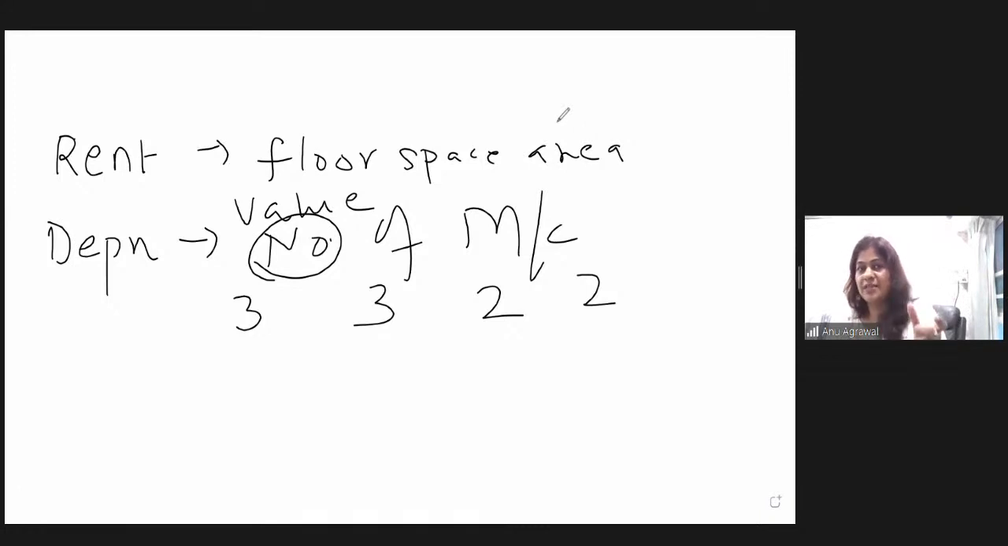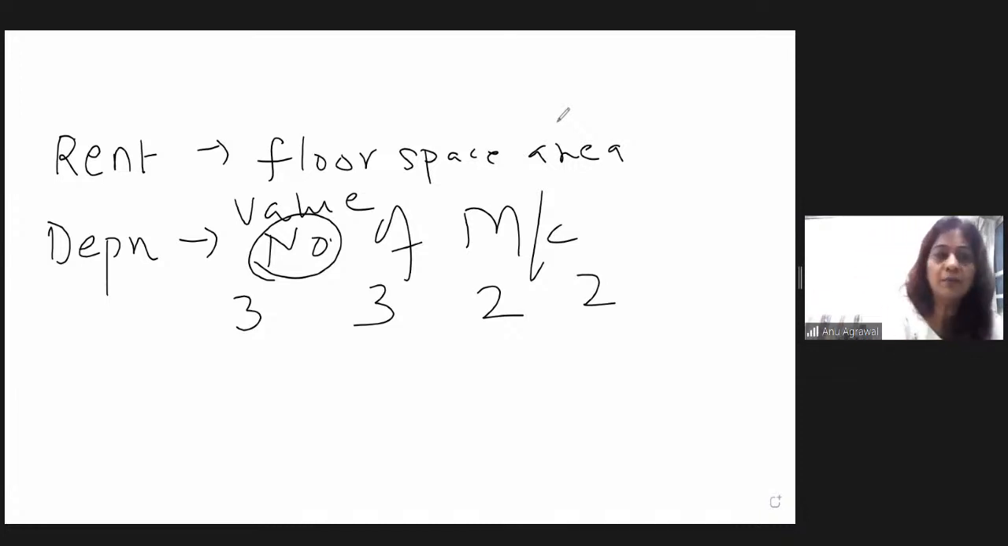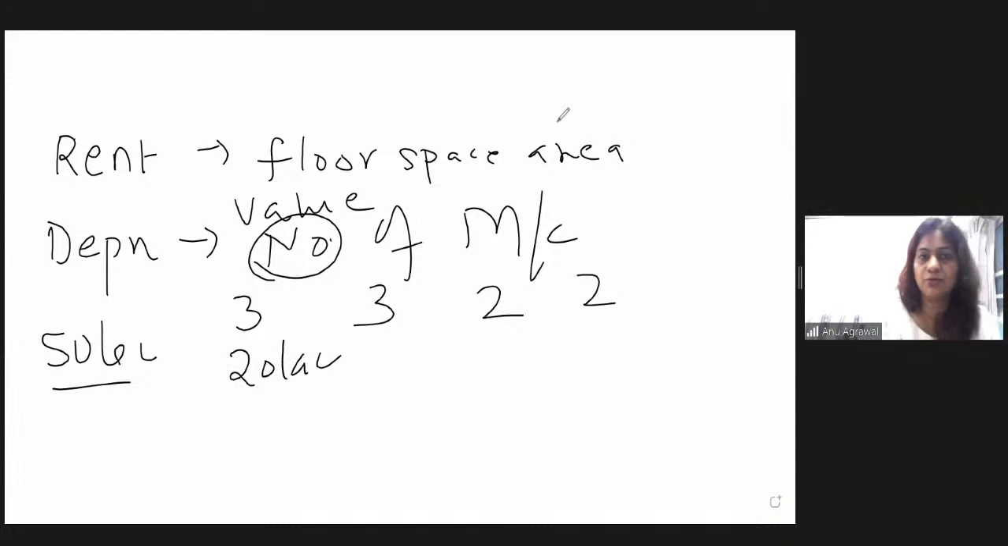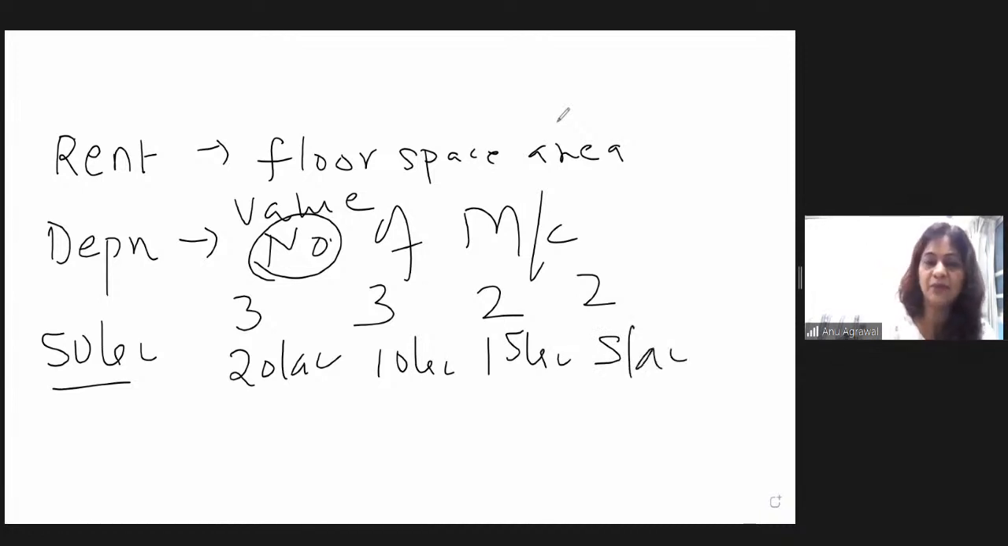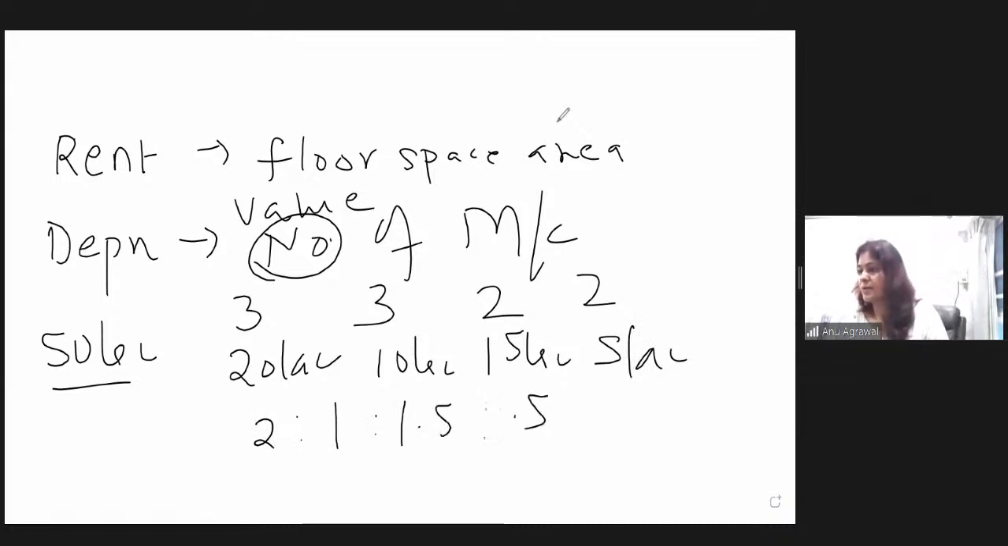Because if each machine is of the same value, you can do it on the basis of 3:3:2:2. But if the value of the machines is different, then what you should say, no, ma'am, I can't do it on the number of machines. I will have to look into what is the value of machines used in department P1, P2, S1, S2. That means you will divide it. So the total machines used inside the factory is of 50 lakhs. You will say, ma'am, okay, 20 lakhs worth of machinery is being used in P1, 10 lakhs worth of machinery is being used in P2, 15 lakh worth of machinery is being used in S1. How much is it? 35, 45. 5 lakh is used in S2. So you'll say, ma'am, I will divide the depreciation on the basis of 2:1:1.5:0.5. Yes, value of the asset.